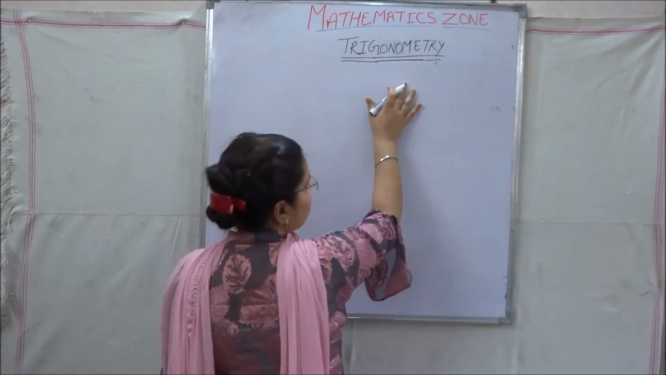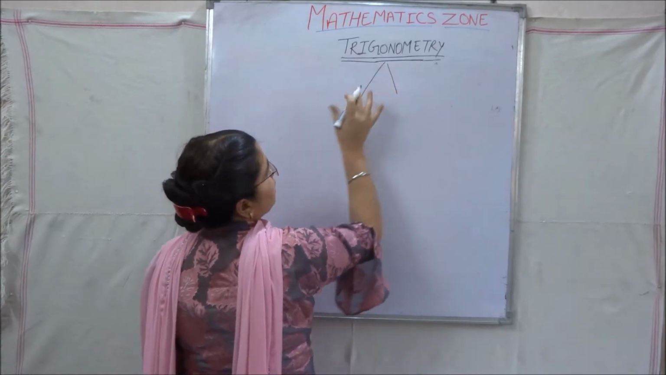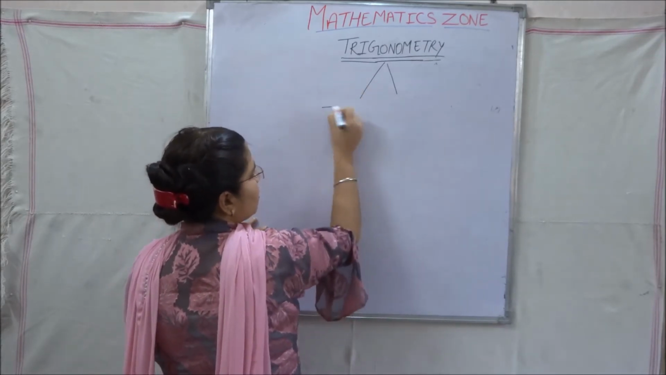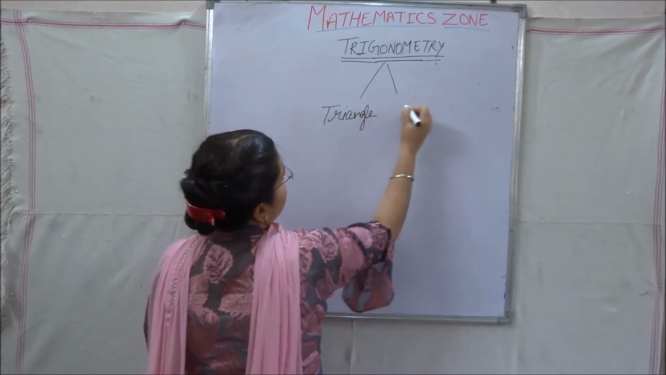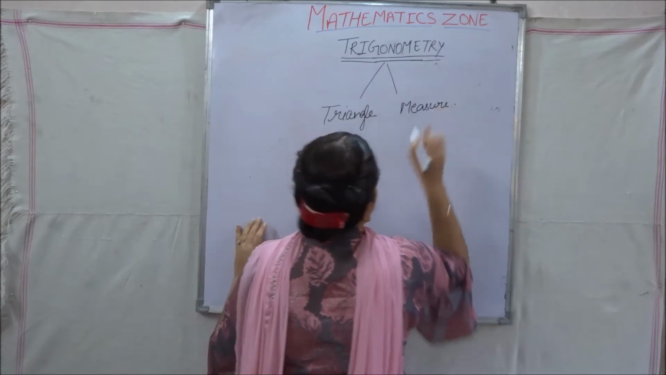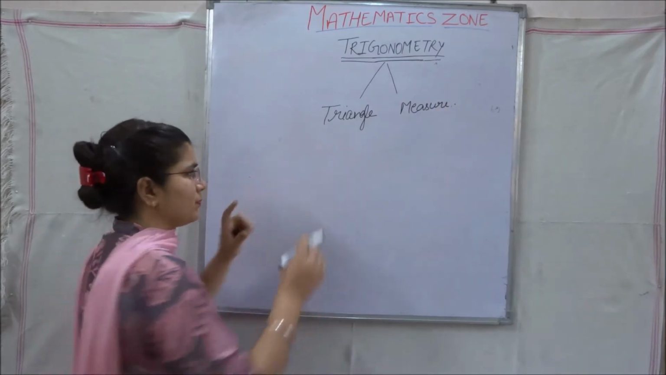Trigonometry is derived from a Greek word which is a combination of two words, that is trigon and metry. Now trigon means triangle and metry means measure. So it is a study of measure of triangle.